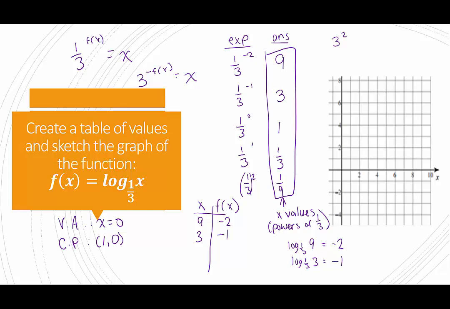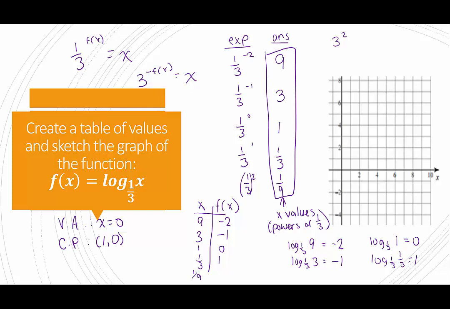That's that reciprocal. Next should be our critical point. This should be (1, 0). We can double check that. Log base 1/3 of 1. So 1/3 raised to what power gives me 1? Yes, that would be 0. Then we want 1/3. 1/3 raised to what power gives me 1/3? That would be 1/3 to the 1st power. So my y value here would be 1.